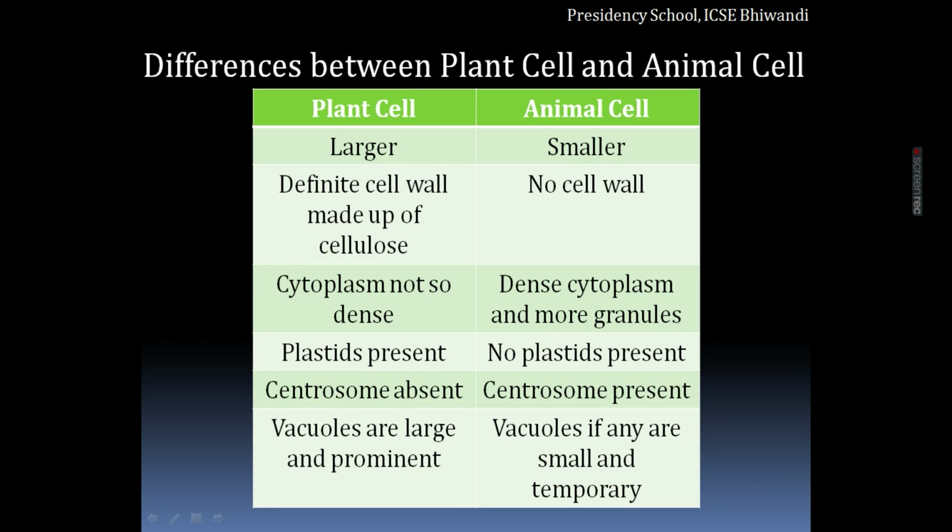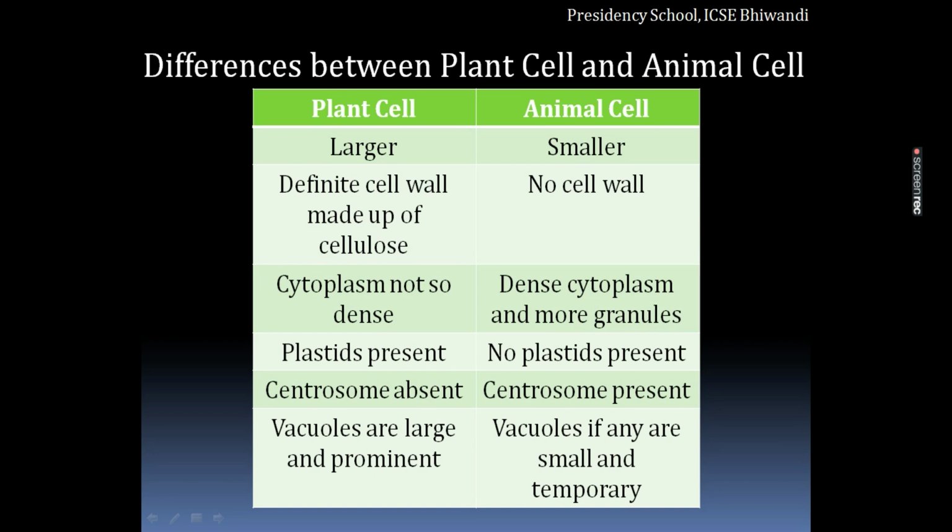Next, cytoplasm is not so dense in plant cell. In animal cell, there is a dense cytoplasm which consists of more granules. In plant cell, the plastids are present. They are categorized under three: chromo, leuco and chloroplast, which gives a green color, the colorful pigments and no pigments to the flowers and the fruits. Animal cell contains no plastids in the cell. Centrosome is absent in case of plant cell, and in case of animal cell, the centrosome is present.